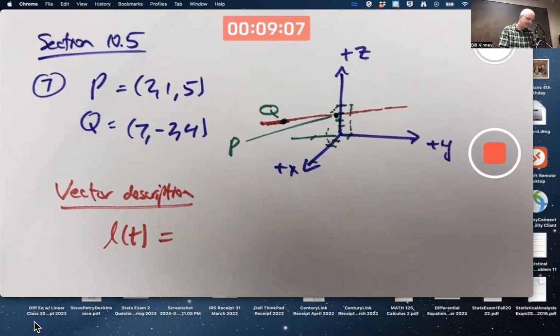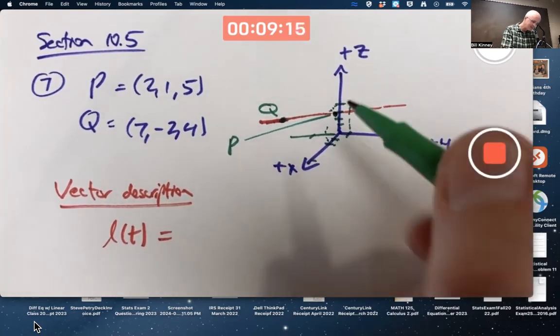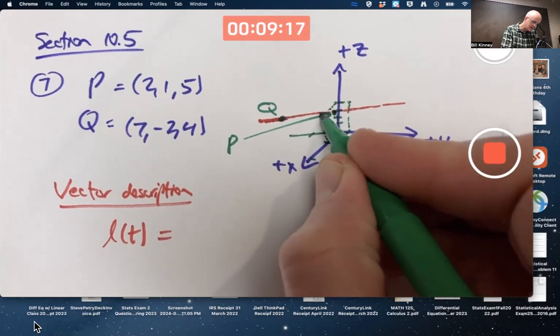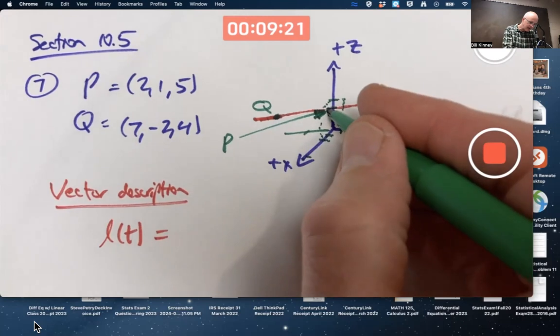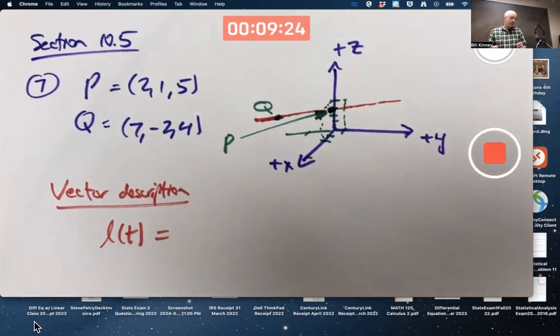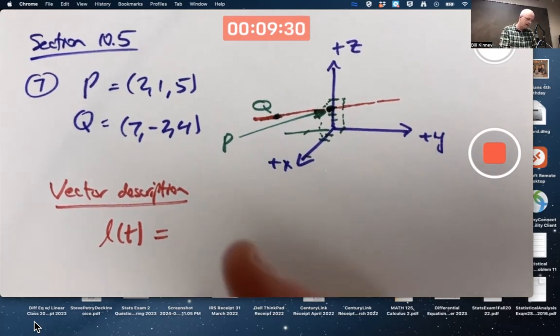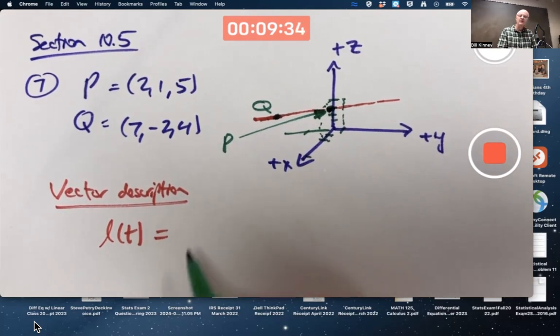And the line is not the green line. This green line is pointing to the point P. The line is the red line. So the point P is right there. There's a couple different approaches when you've got these 2 points. You could first start with the position vector, either from the origin to the point P, or from the origin to the point Q. It doesn't matter which.